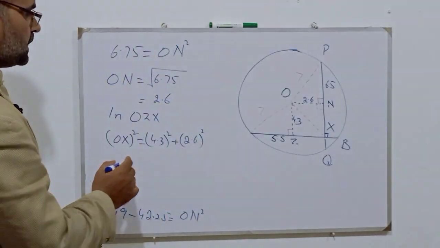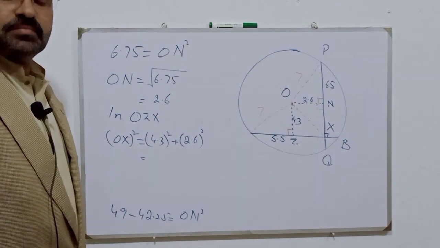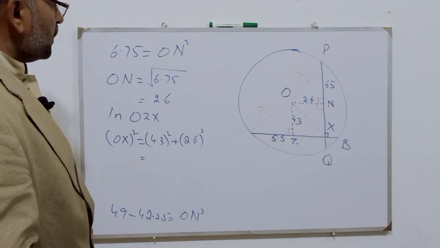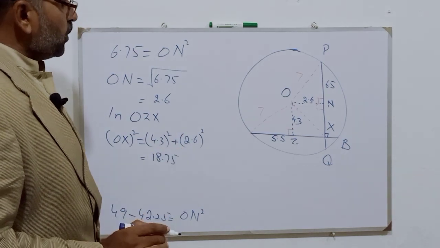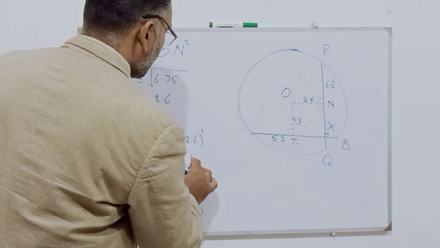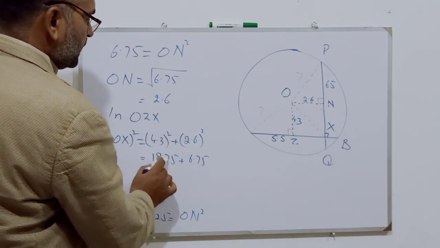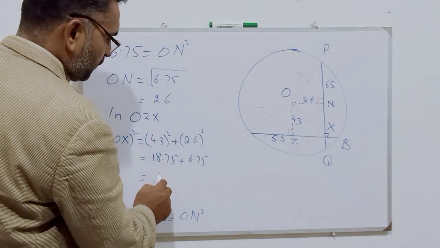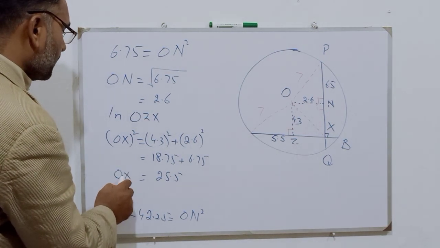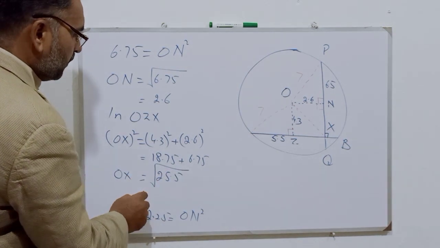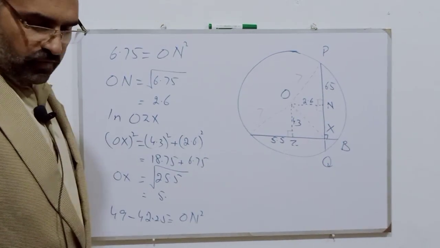When we take the square of 4.3, we will have 18.75, and when we take the square of 2.6, we will have 6.75. Sum up both the numbers and we will have 25.5, and take the square root to find the value of OX. We will have 5 point something. Use calculator to find the value of under root 25.5.